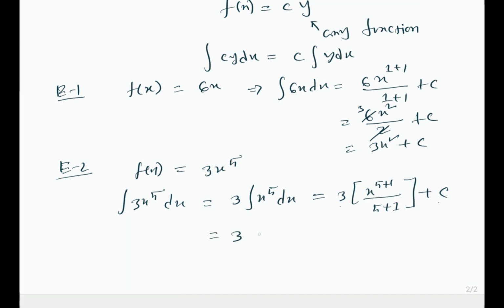It is equal to 3 times x to the power 6 divided by 6 plus c. 3 goes into 6 2 times, so the final answer would be one half times x to the power 6 plus c. So this is the answer for this question.